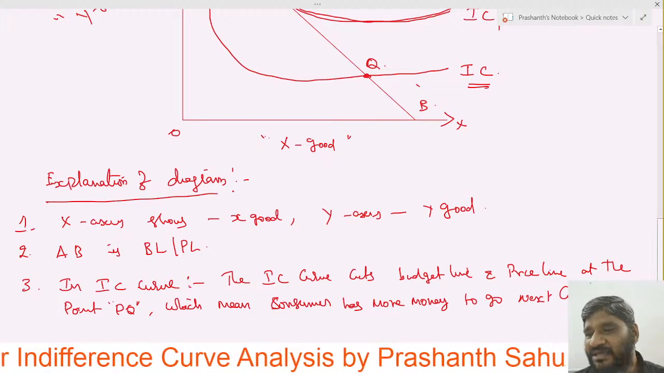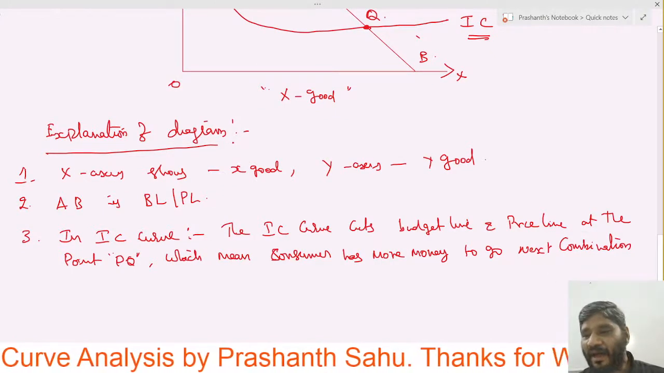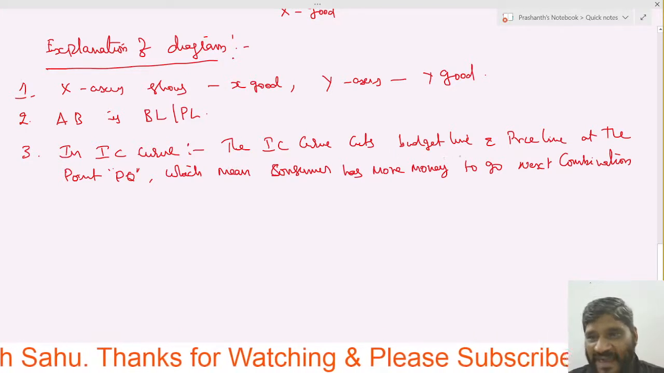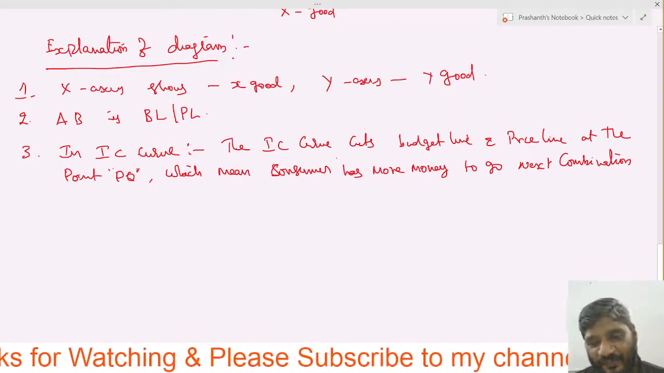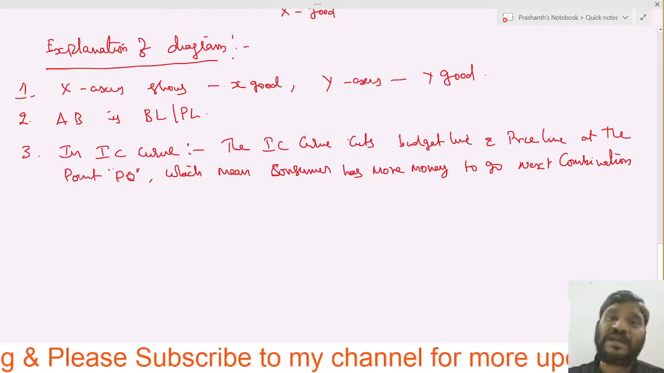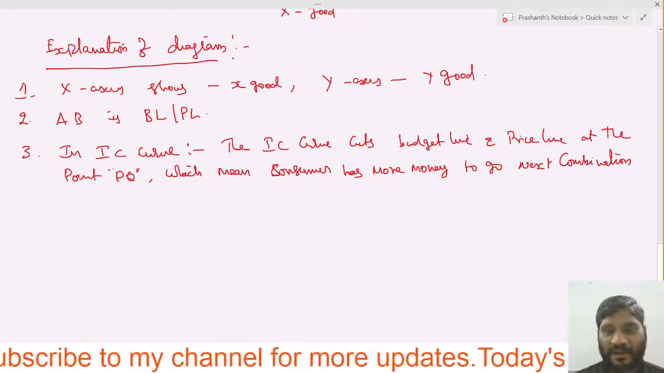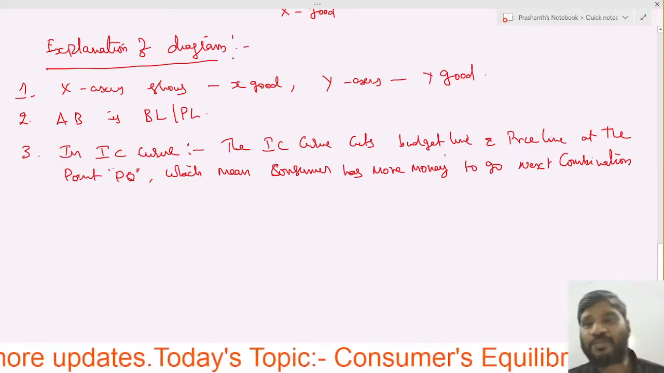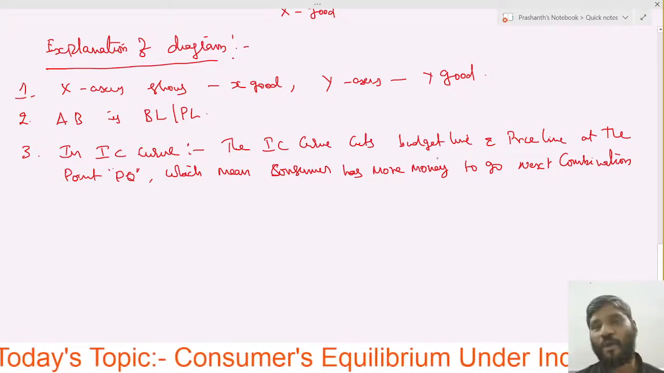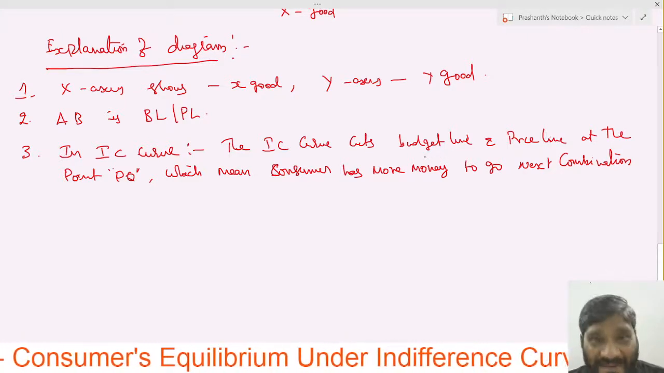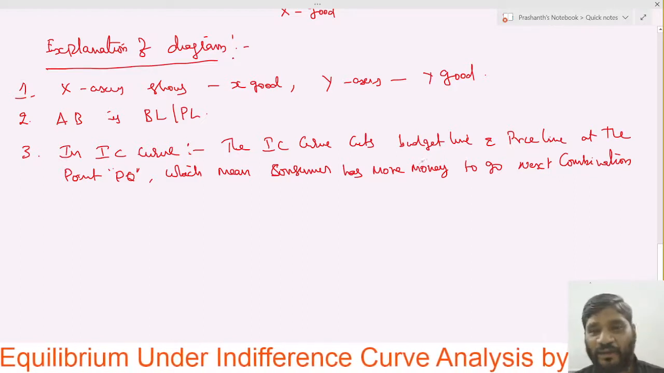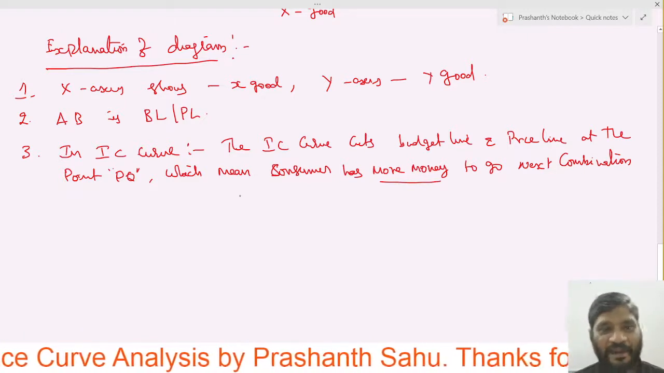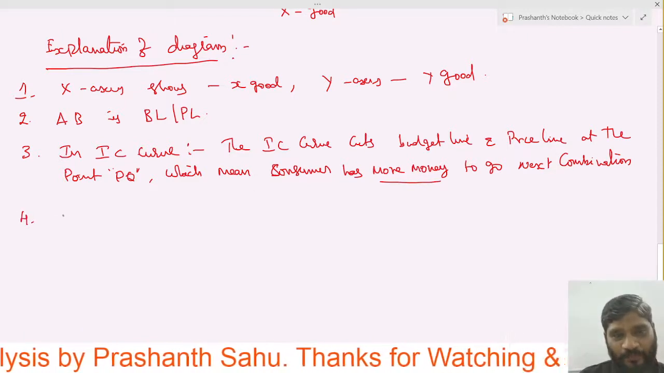The consumer has more money to go for the next combination. Means if the budget line or price line is cut by the indifference curve, or the indifference curve cuts the budget line or price line, okay? If it cuts, it means the consumer has more money to go for the next combination. Did you understand? Right? Now, number 4.